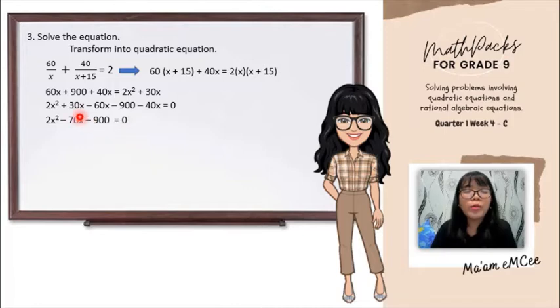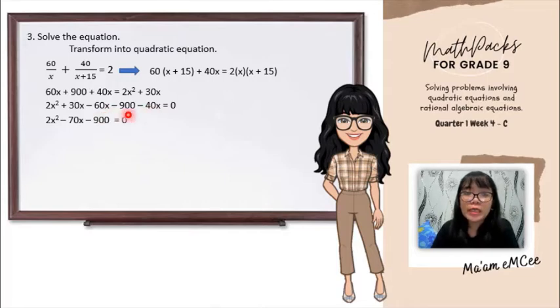Now, what will happen to 30x, negative 60x, and negative 40x? We will combine them. Now, try to notice 30x is positive, while negative 60x and negative 40x are negative. So we can combine them because the rule says if the signs are the same, we add and copy the common sign.